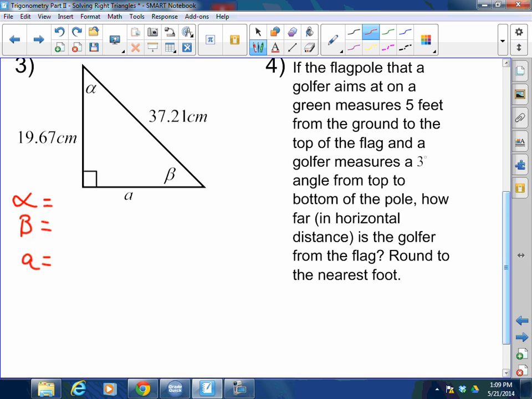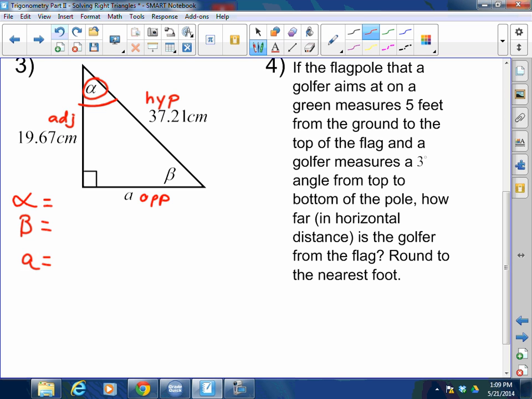So check it out, guys. What angle do you want to solve first? There's a lot of choices. Theta? Okay, great, because there's no theta here. Alpha. Okay, you want to solve for this guy. My friends, from this alpha, who is 19.67? From this alpha, who is 37.21? Okay, stop right there because you're not going to use that. You don't need to label that right now, but that's the opposite.